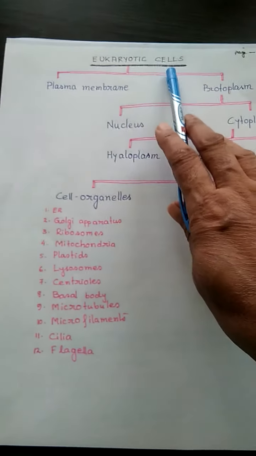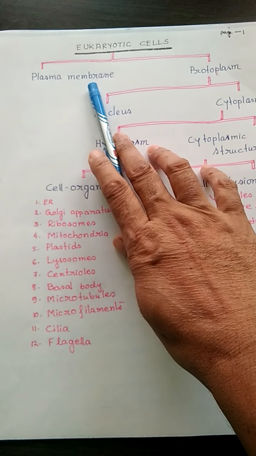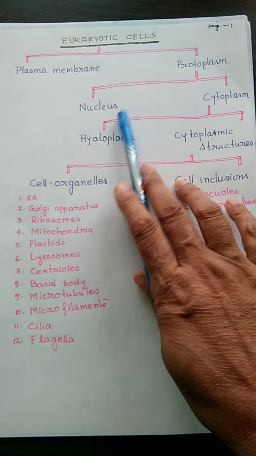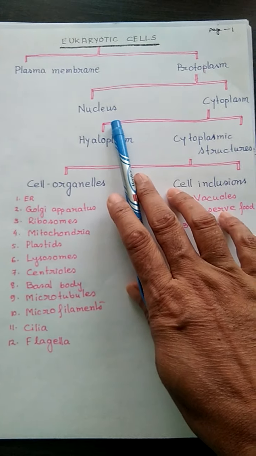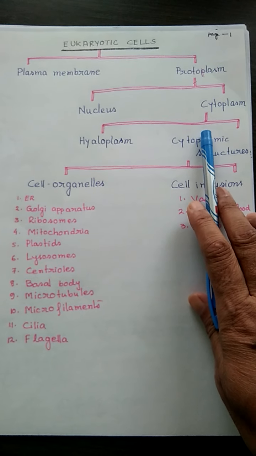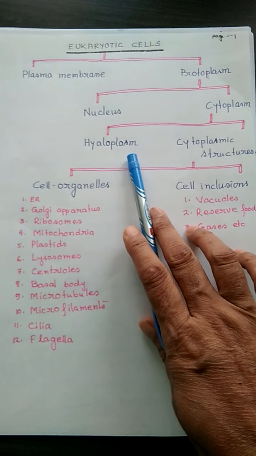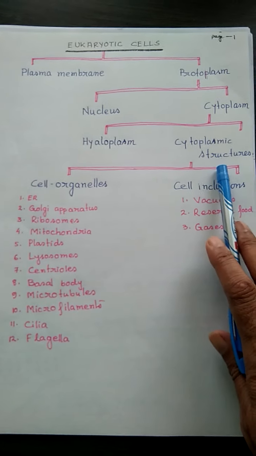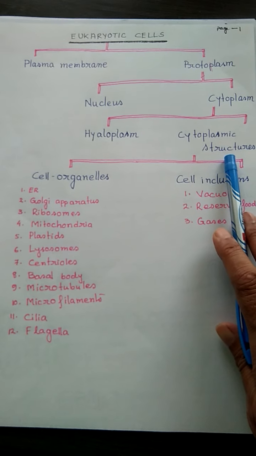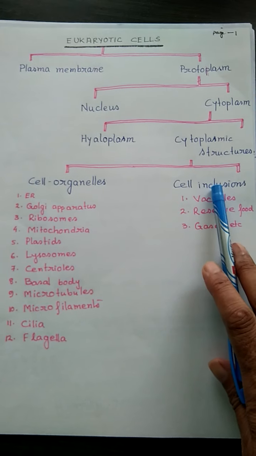The eukaryotic cell is covered by a plasma membrane, then the protoplasm part, then the nucleus. Within the protoplasm, one is the nucleus and the other is the cytoplasm. Then this cytoplasm again has hyaloplasm and cytoplasmic structures. These cytoplasmic structures again are of two types: one is cell organelles and the other is cell inclusions.